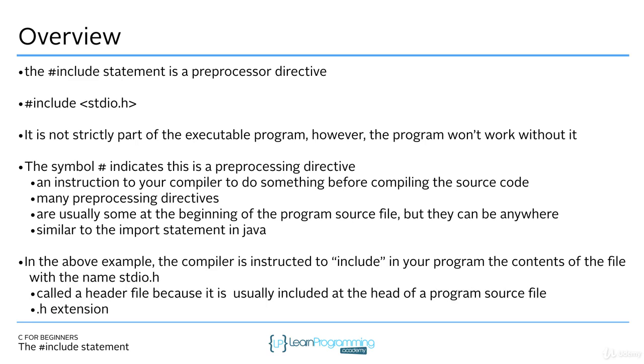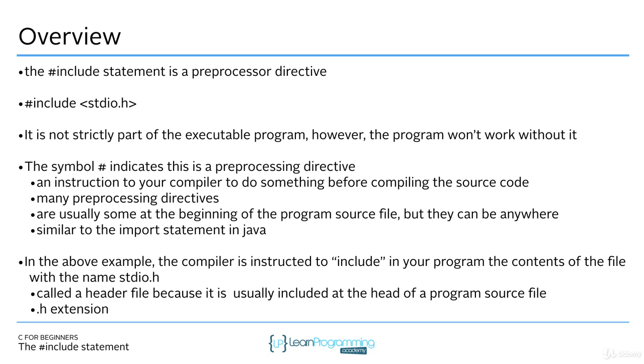In the above example, with the include pound symbol stdio.h, this is telling your compiler to include some of the contents of the file with that name. So there's a file called stdio.h that exists somewhere. And what the directive is saying is, my current program that contains the directive needs some of the contents inside this file in order to compile.